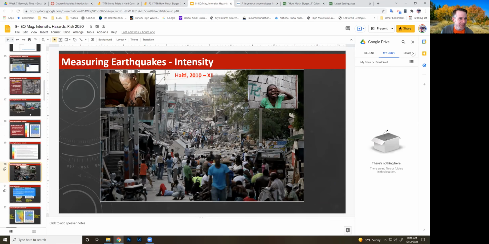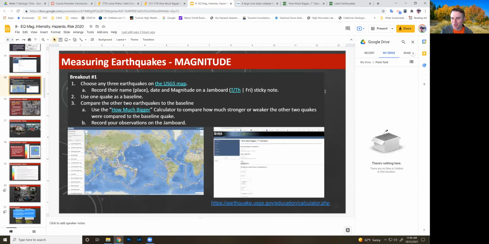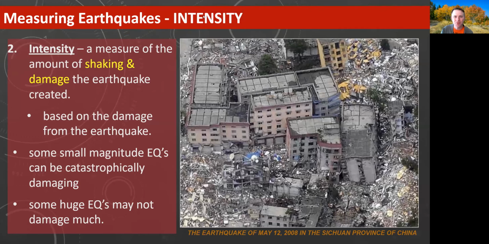All right, so that was the magnitude. Now we're going to get into the difference here of what we call the intensity. So the magnitude never changes for an earthquake. That's the one thing I want to stress: for an individual earthquake, it doesn't matter where you measure that earthquake from in the world, the magnitude is always going to stay the same.